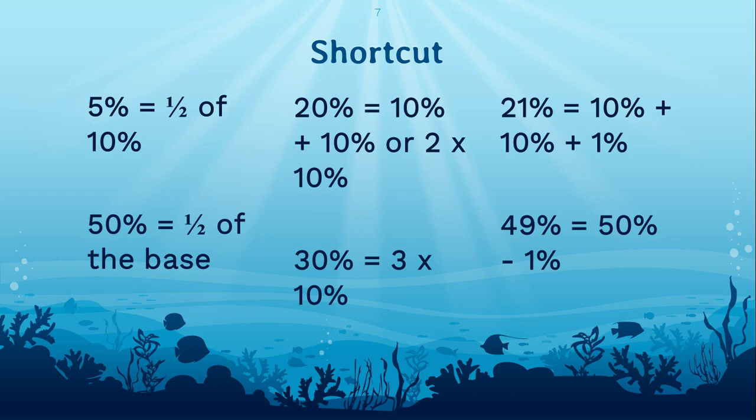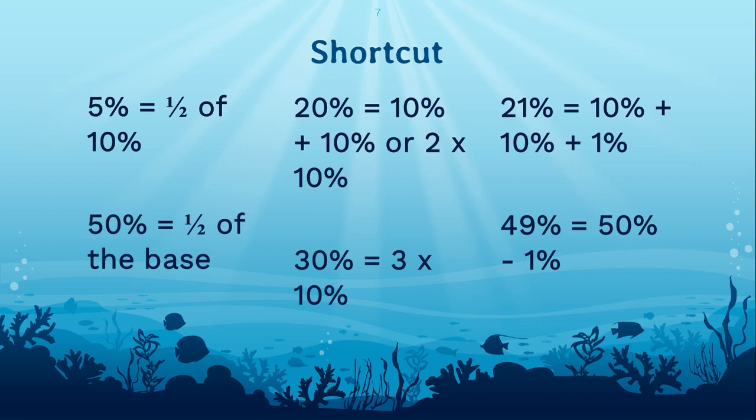Now, 20% is equal to two 10%. We can just add two 10%. So 10% plus 10%, that's equal to 20%. Another way is we multiply 10% by 2, since 2 times 10% is 20%. Another is 30%. 30% can be easily transformed into the product of 3 and 10%. Another way is we can also have three 10%, like 10 plus 10 plus 10, so that's 30%.